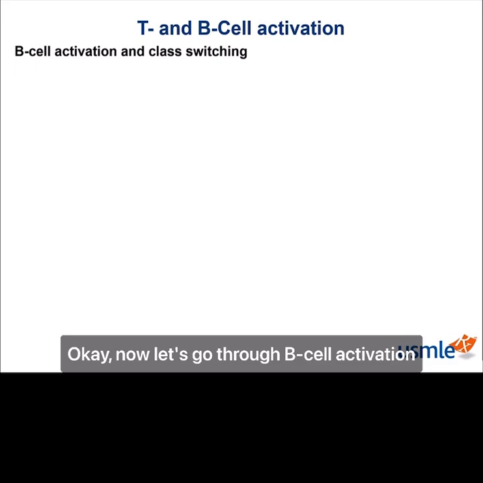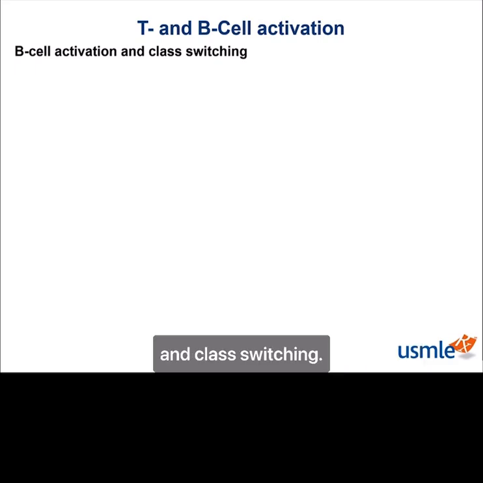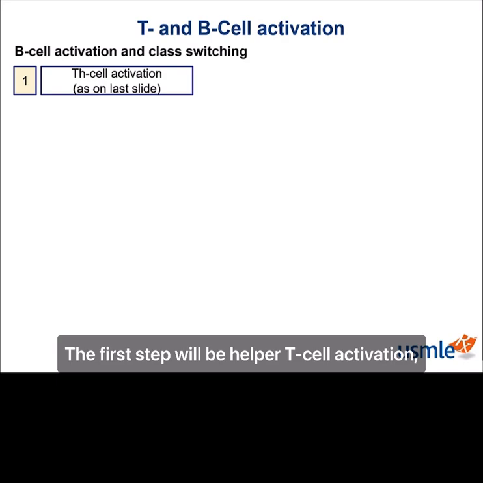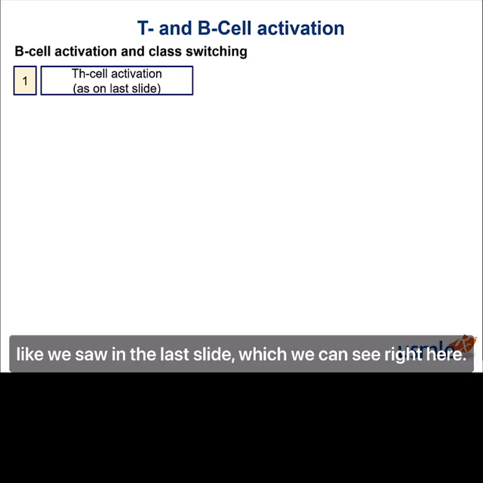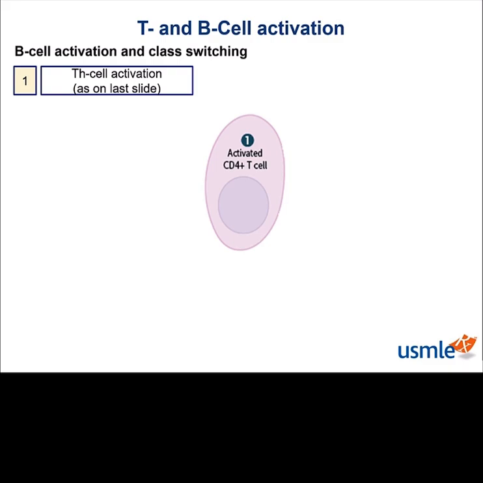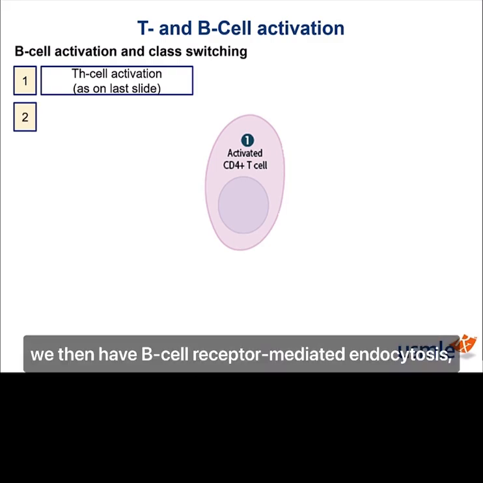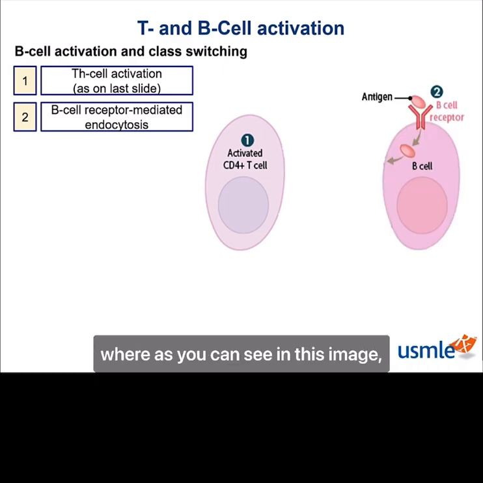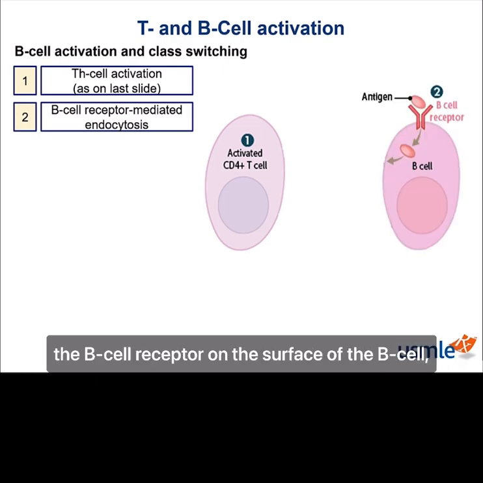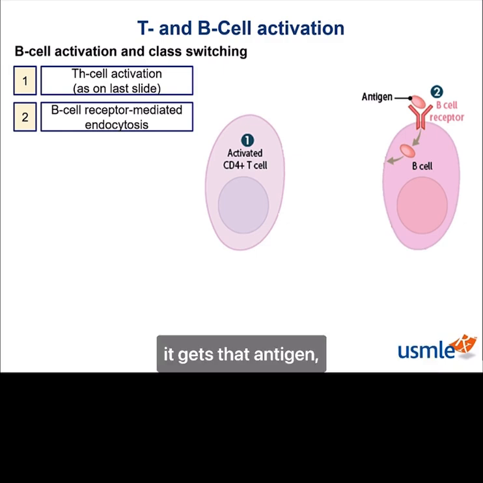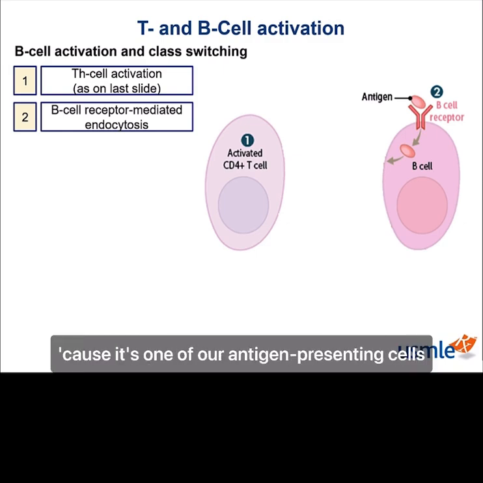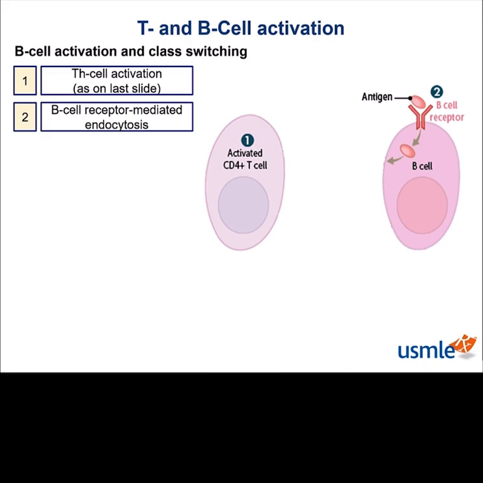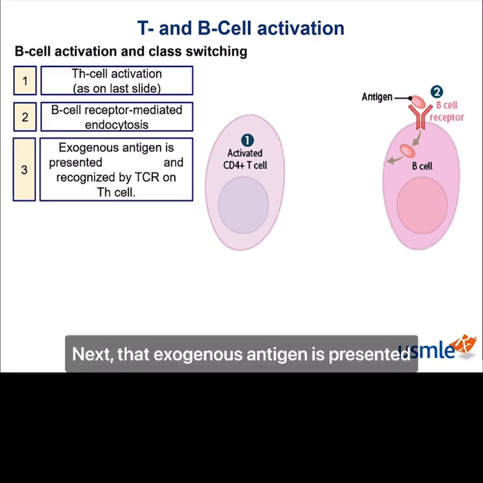Okay, now let's go through B cell activation and class switching. The first step will be helper T cell activation, like we saw in the last slide, which we can see right here. After that, we then have B cell receptor-mediated endocytosis, where, as you can see in this image, the B cell receptor on the surface of the B cell gets that antigen, because it's one of our antigen-presenting cells, and it brings it into the cell. Next, that exogenous antigen is presented, and it's recognized by the T cell receptor on the helper T cell.